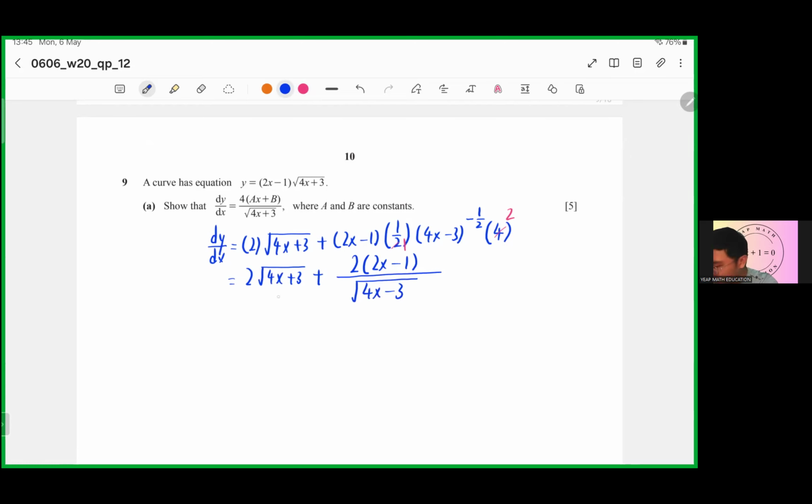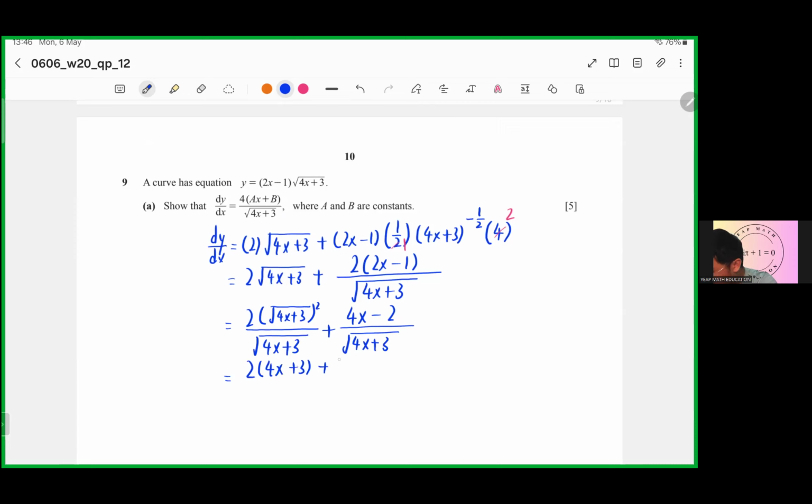But we need to match this denominator, because now this denominator part is 1. We need to make it the same way. So we need to multiply this 2 times, so I just write square it here. Plus 4x minus 2 over 4x, so actually here it is plus 3, not minus. Plus 3. So we get 2 times (4x plus 3).